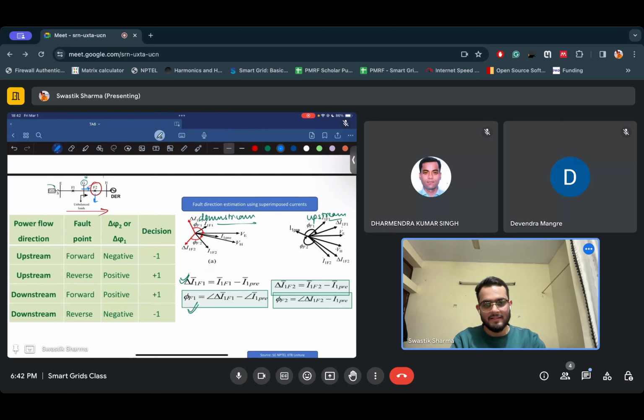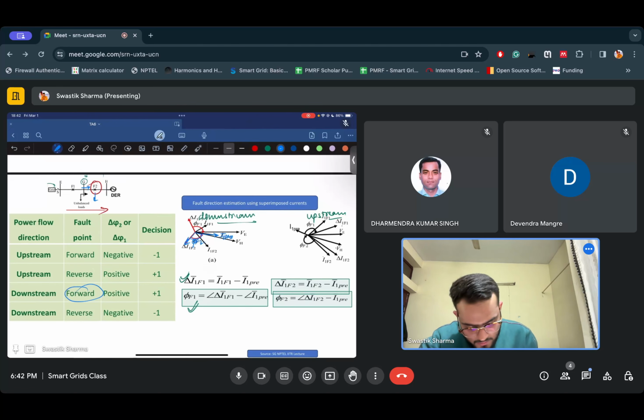It will lag, right? It's in the same direction. It's how this polarizing quantity is again the pre-fault current. It's in the same direction. The fault current, this delta IF2, is lagging by phi F2 degrees, and this will show that the direction would be forward, because the phi F2, which is the angle, is coming out to be lagging, which is positive.